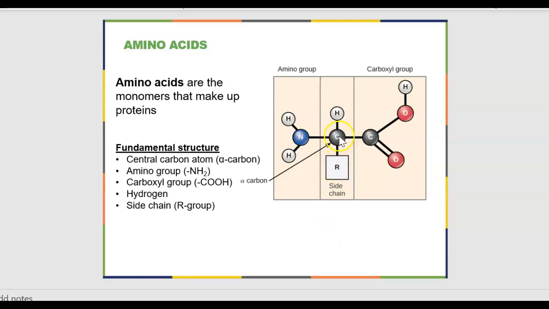There's first a central carbon, and attached to that central carbon is usually a hydrogen here, and then some side chain. We'll look at some of these side chains in the next slide, but this tells us which amino acid it is. But all amino acids have this, and then on one side they have this carboxyl group. On the other side they have this amino group, and that is an amino acid.